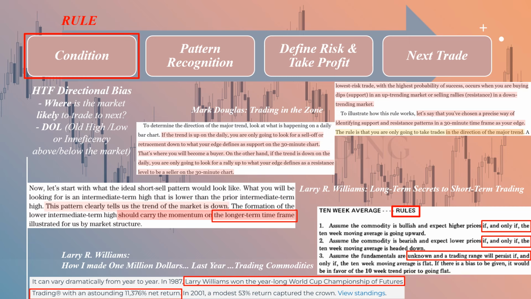In the second book, he presents the rule that states that we can only assume that the commodity is bullish and expect higher prices if and only if the 10-week moving average is going upwards. We can clearly see that he also demands the condition of a higher timeframe directional bias before he looks for the pattern of his choice.